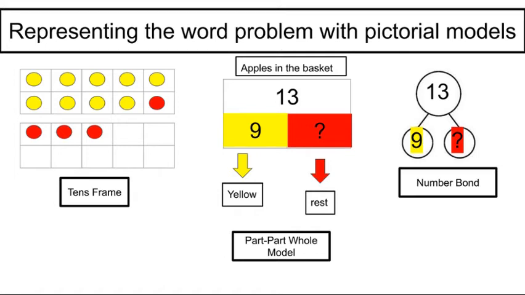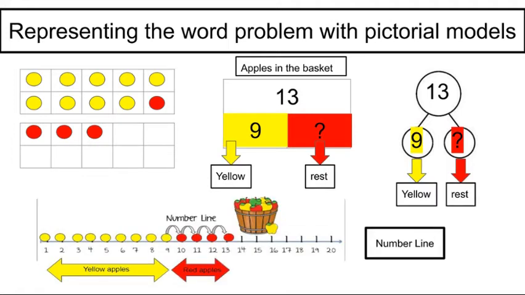Another pictorial model that we can use is the part whole or the number bond. I have put 13 as the whole to show the number of apples in the basket. I have put 9 as one of the parts to show the yellow apples and a question mark for the part unknown, which is the red apples. The third type of pictorial model is the number line. I have represented 13 apples on the number line, out of which 9 are yellow and the rest are red.